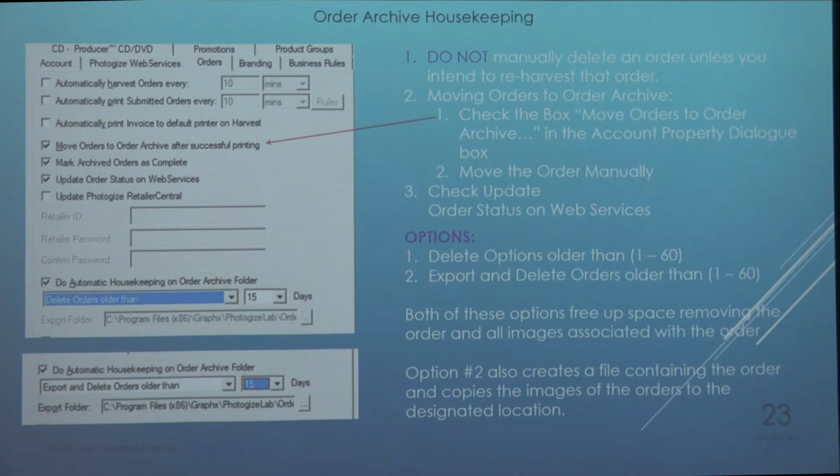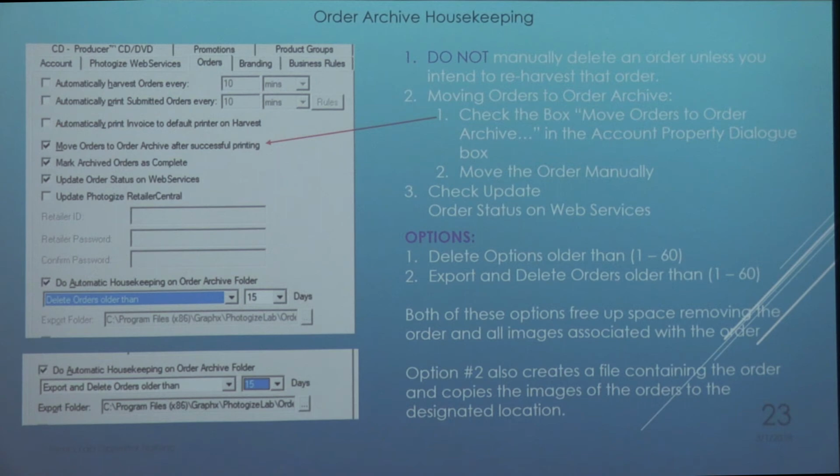So we've covered the do not and to check. Now, the automatic housekeeping. What that does is, on a roughly hourly basis, it checks the date and time of the order and the current date and time. If the current date and time is, in this case, 15 days more than the date of the order, the order will be deleted locally and marked as archive on the web services. Happens in the background. There are times it can't happen simply because if other things are going on, it looks and says, no, I can't do it right now, I'll do it the next cycle. So it's not really every hour. It depends upon what's going on at that particular time.